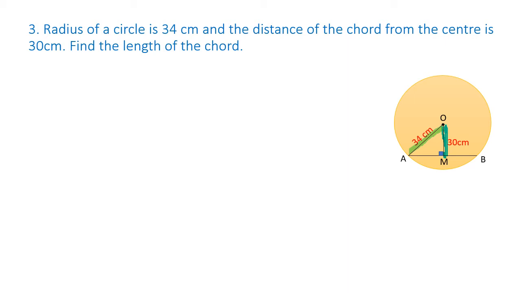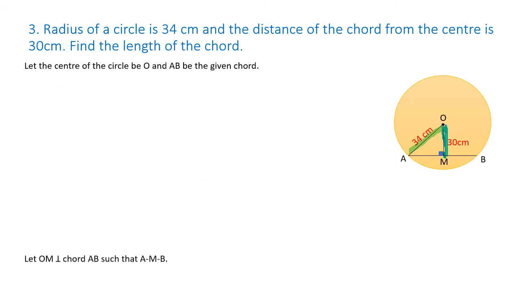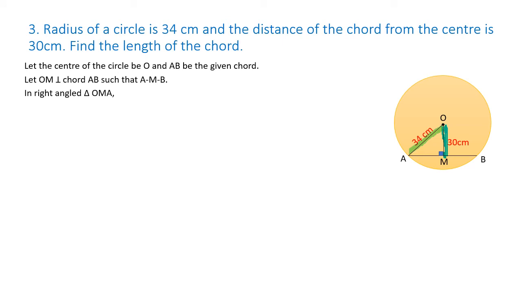So from the Pythagoras theorem, can I get AM? Yes, from the Pythagoras theorem I can easily find out AM, and once I get AM, I will find out what is AB. So let us do that. Let O be the center of the circle and AB be the given chord. OM is perpendicular to AB, such that M lies between A and B. Now in the right angle triangle, we straight away use the Pythagoras theorem. OA is the hypotenuse, children. So we'll say OA square is equal to OM square plus AM square.